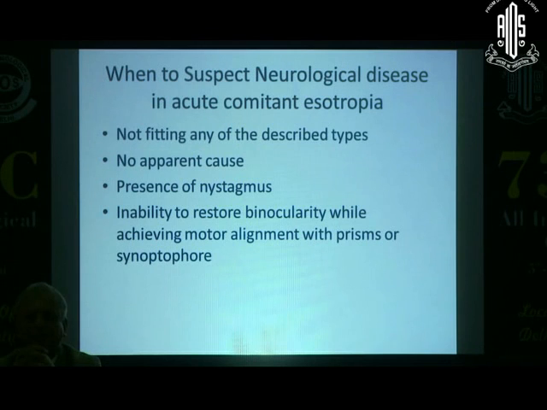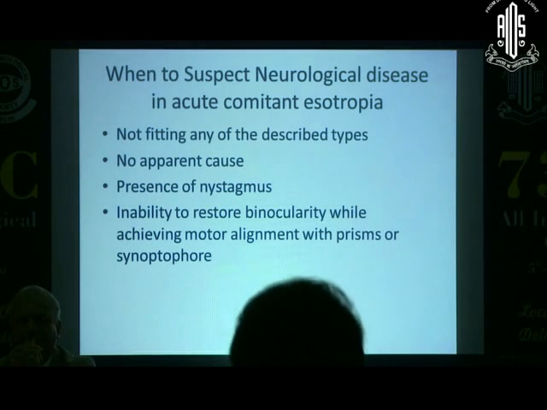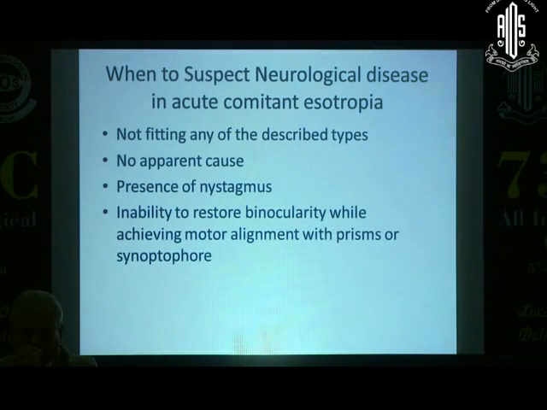When to suspect a neurological disease? When it's not fitting into any of the described types, there is no apparent cause, there may be nystagmus, or there are associated neurological problems, you must think of it. But essentially I would say that in all patients with acute comitant esotropia, you must neuroimage unless you have very clear evidence otherwise. So I would say that neuroimaging is almost mandatory in all these cases.